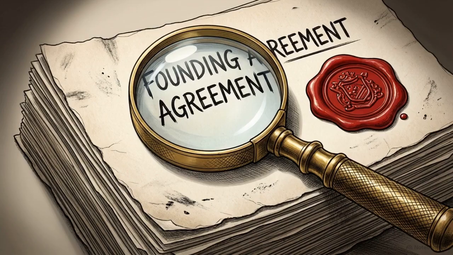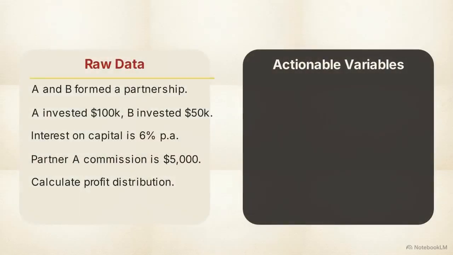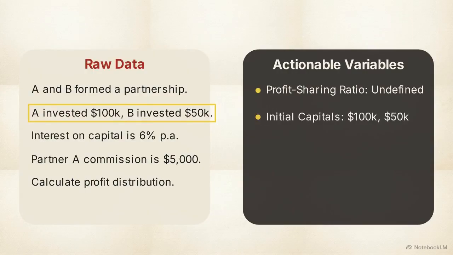Step 1 is interrogating the partnership deed. Exam questions are packed with narrative text, so we must filter out the noise and extract only the actionable financial data. Looking at this word problem on screen, we need to scan for 3 specific variables: the profit-sharing ratio, the initial capital investment amounts, and the agreed-upon interest rates.